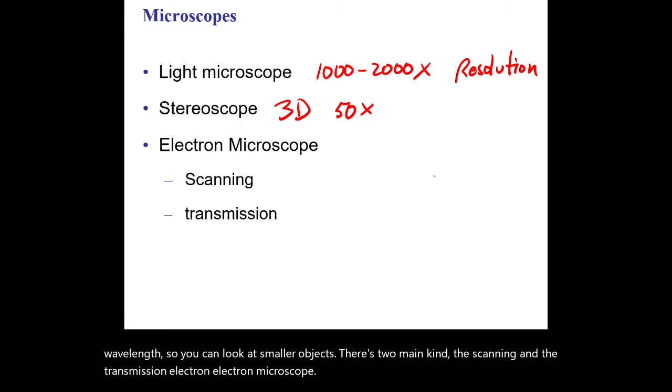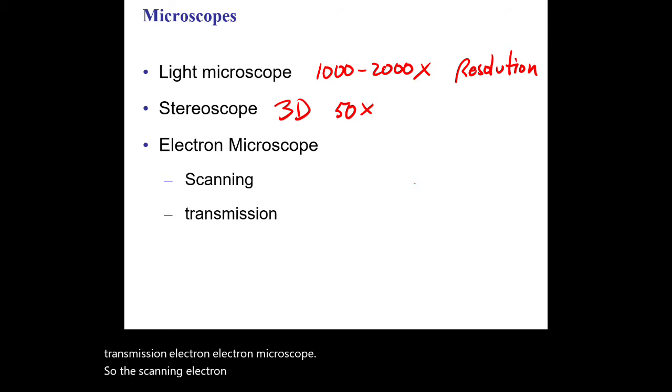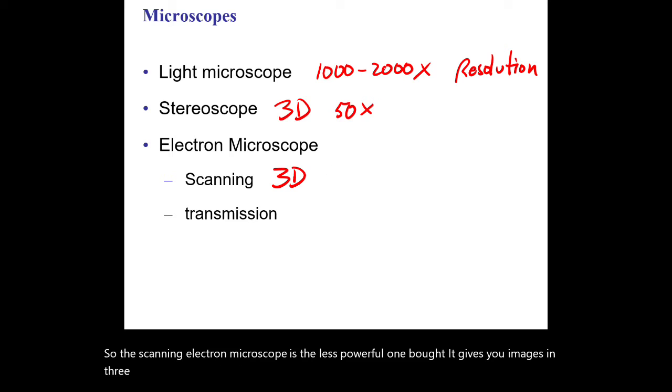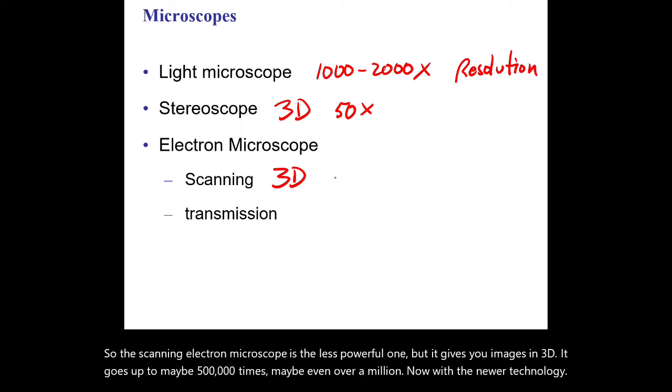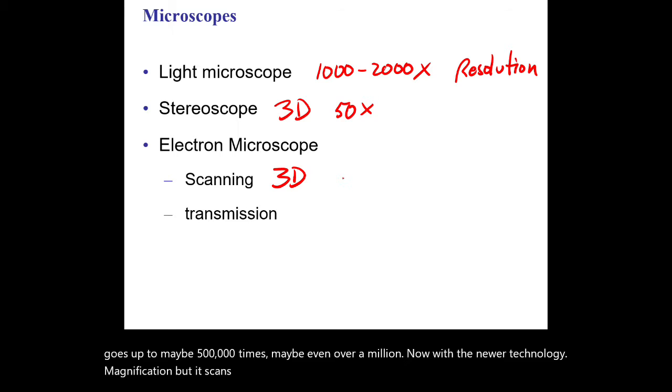So the scanning electron microscope is the less powerful one, but it gives you images in 3D. It goes up to maybe 500,000 times, maybe even over 1 million now with the newer technology magnification, but it scans on the surface of the object and gives you a 3D appearance for the image, which is kind of nice and kind of neat looking.